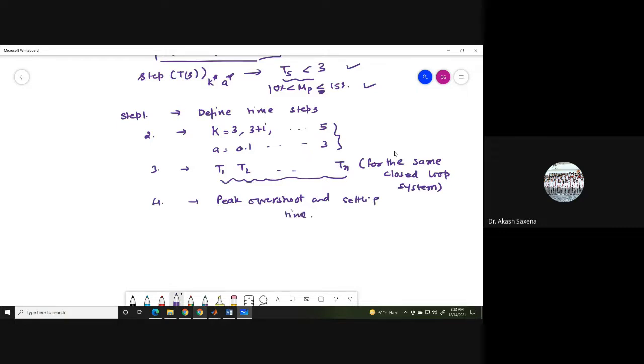So when we do this peak overshoot and settling time, and we apply the condition, if both Mp and Ts are satisfying the condition, we'll accept it. Otherwise, we will change the value of k and a, and again we'll go to step 1. So let me show the intermediate calculation of this.